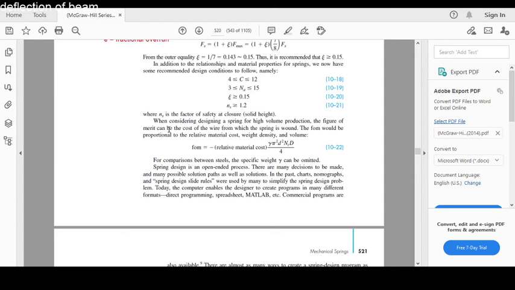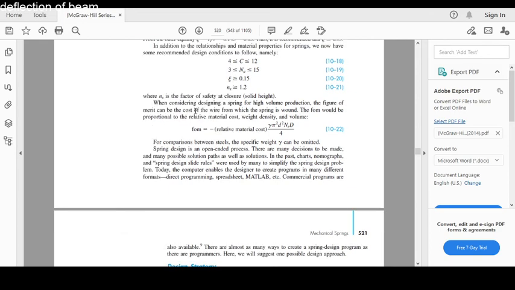Okay, considering the design of spring for high volume production, the figure of merit can be the cost of the wire from which the spring is wound. The figure of merit will be proportional to the relative material cost, weight density and volume. Figure of merit equals negative relative material cost, gamma pi squared d squared times N times D over 4. For comparison between steels, the specific weight gamma can be omitted.